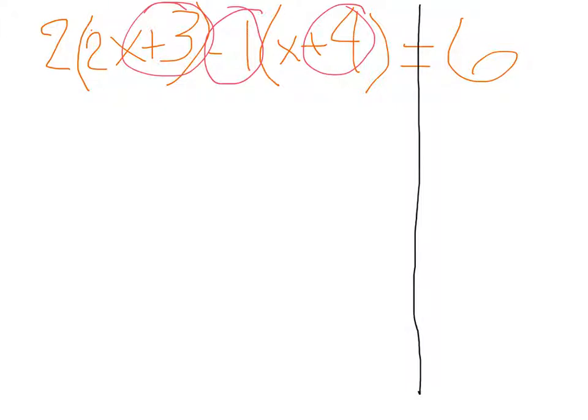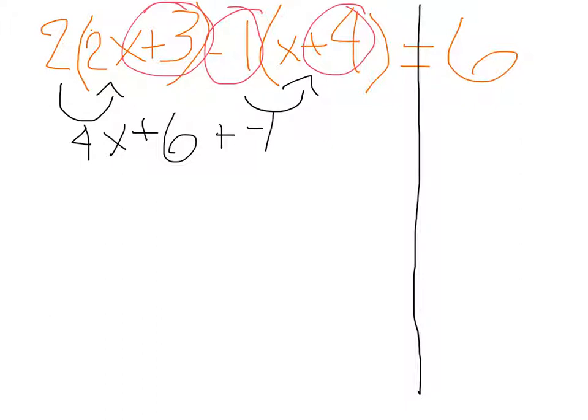So I'm going to start with this one. 2 times 2x is 4x, plus 2 times 3, which is 6. Now I'm going to distribute the negative 1 into the x and the 4. So negative 1 times x is negative 1x plus negative 1 times 4. And we know that a negative times a positive is always a negative. So negative 1 times 4 would be negative 4. And then I just bring down the 6.